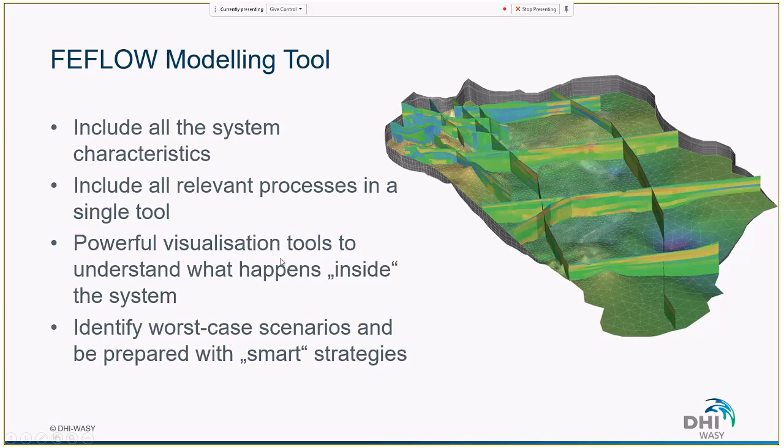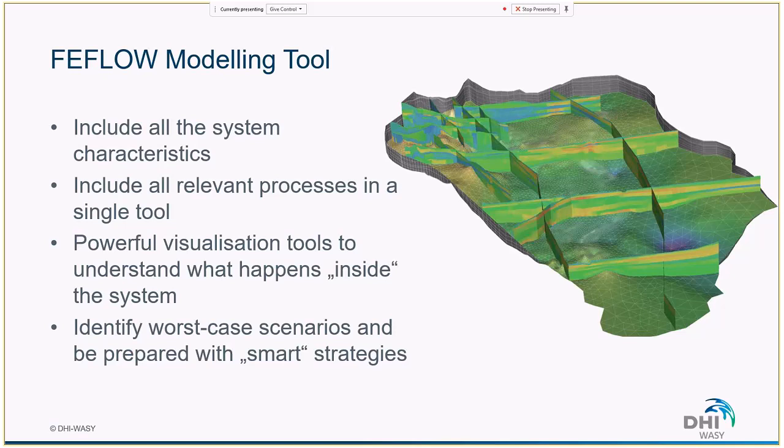FEFLOW is a tool which includes all the system characteristics, so you can have in one single tool all the relevant processes. This means flow, mass transport, heat transport, a combination of these three, coupling of these three processes, the so-called thermohaline simulations, even interaction with surface water, etc. FEFLOW is very powerful for physical processes, but at the same time, we also spent quite some investment on visualization tools. So you can really visualize quite well the different results and complex geometry in 2D, 3D, make cross sections, as you can see here.